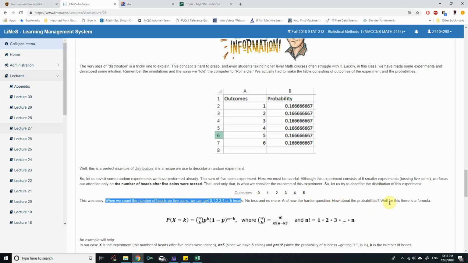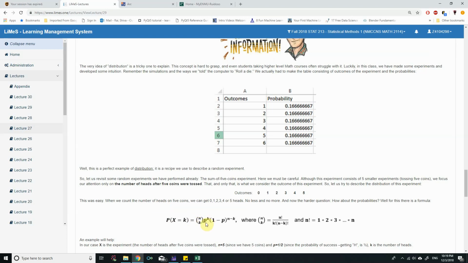How about probabilities? Well, for this there is a formula: P(X = k). X is the variable and k means the total number of successes. Success is getting heads in this case. This equals n choose k. This expression n choose k is known as the binomial coefficient. There are n observations, that means the outcomes can happen in n number of ways, and we choose exactly k times.